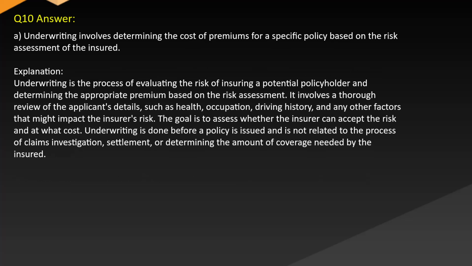Answer A. Underwriting involves determining the cost of premiums for a specific policy based on the risk assessment of the insured. Explanation: underwriting is the process of evaluating the risk of insuring a potential policyholder and determining the appropriate premium based on the risk assessment. It involves a thorough review of the applicant's details, such as health, occupation, driving history, and any other factors that might impact the insurer's risk. The goal is to assess whether the insurer can accept the risk and at what cost. Underwriting is done before a policy is issued and is not related to the process of claims investigation, settlement, or determining the amount of coverage needed by the insured.